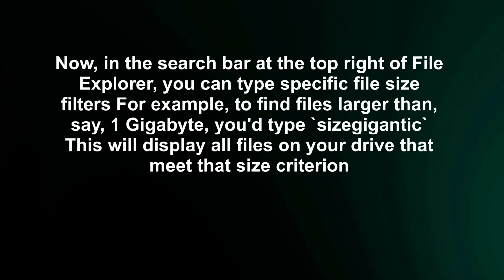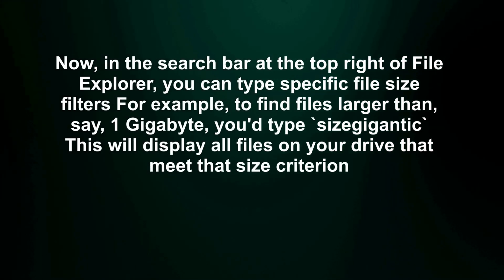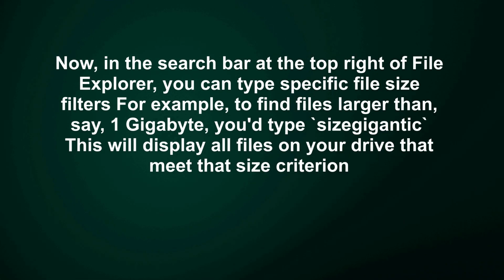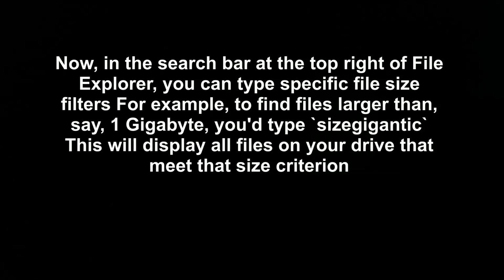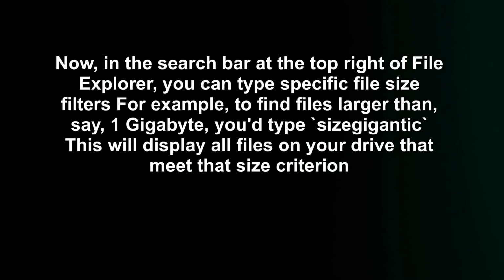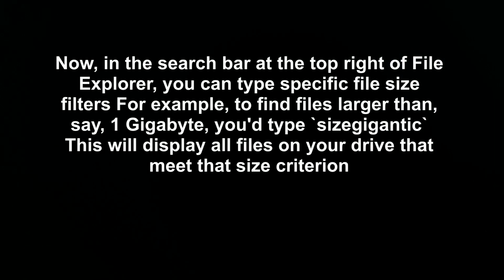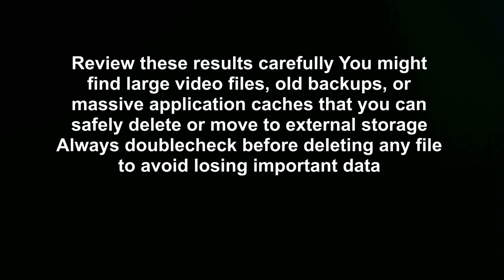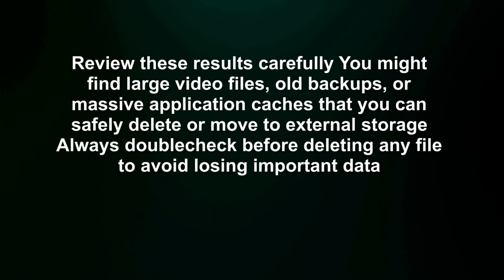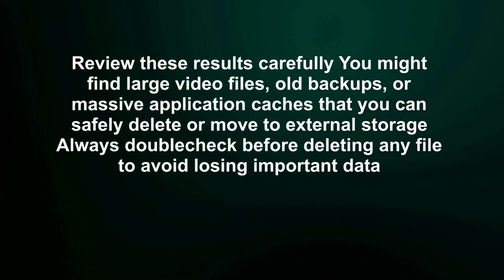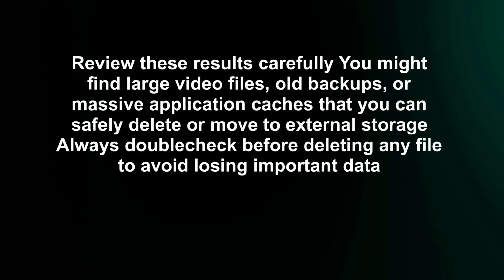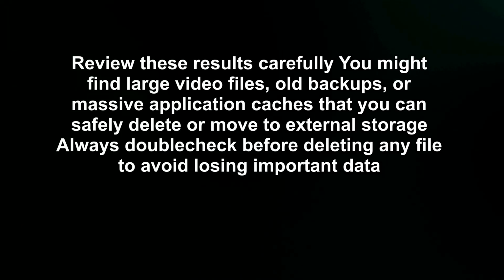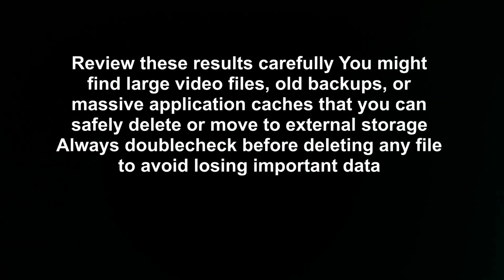Now, in the search bar at the top right of File Explorer, you can type specific file size filters. For example, to find files larger than, say, 1 GB, you type size:gigantic. This will display all files on your drive that meet that size criterion. Review these results carefully. You might find large video files, old backups, or massive application caches that you can safely delete or move to external storage. Always double-check before deleting any file to avoid losing important data.